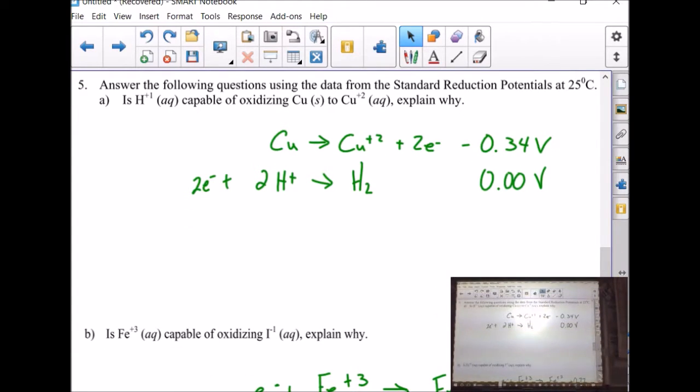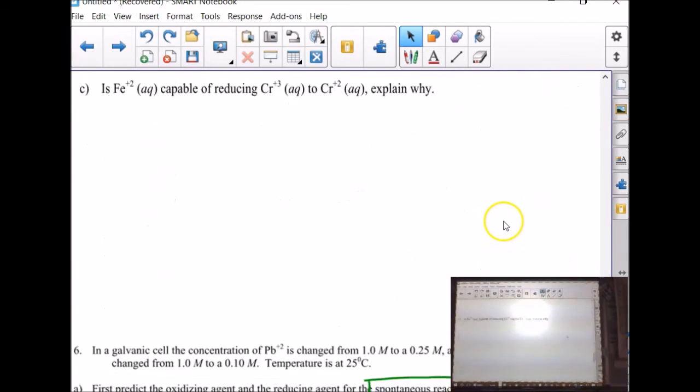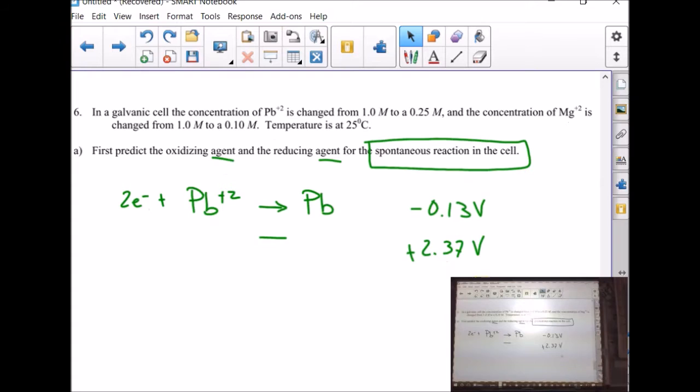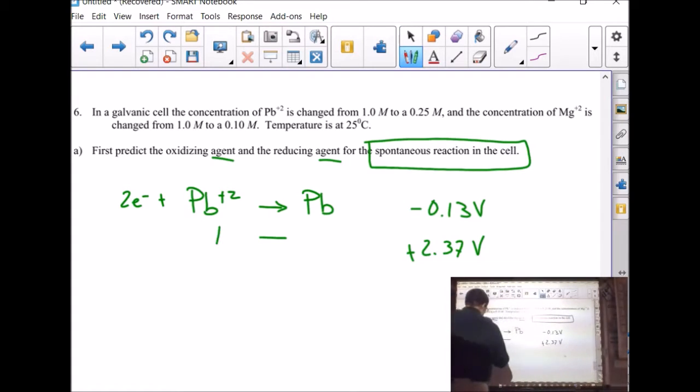All right. Since we got a few minutes, let's skip ahead here. I started to work on this one first hour, but we ran out of time. So here's a situation. It says in a galvanic cell, the concentration of lead plus 2 goes from 1 molar to 0.25, and the concentration of magnesium plus 2 is changed from 1 to 0.1, and temperature 0. First predict the oxidizing agent and reducing agent for the spontaneous reaction in the cell. So I started to write that magnesium was being oxidized. So there's your spontaneous.